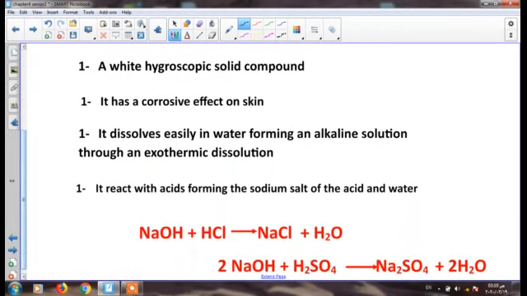It reacts with acid, forming the sodium salt of the acid and water. This reaction is called a neutralization reaction between alkali and acid to form salt and water. Sodium hydroxide reacts with dilute HCl to form sodium chloride and water. Sodium hydroxide reacts with sulfuric acid to form sodium sulfate and water.